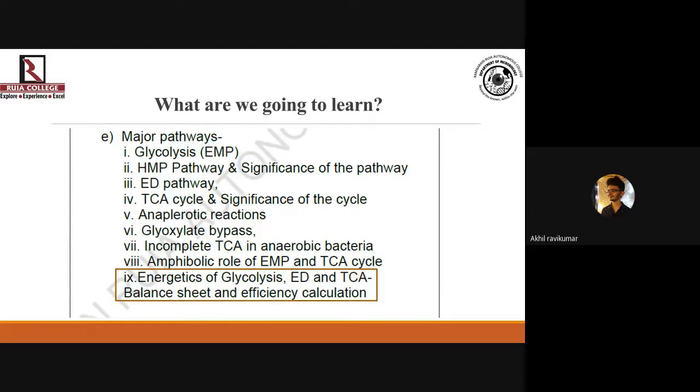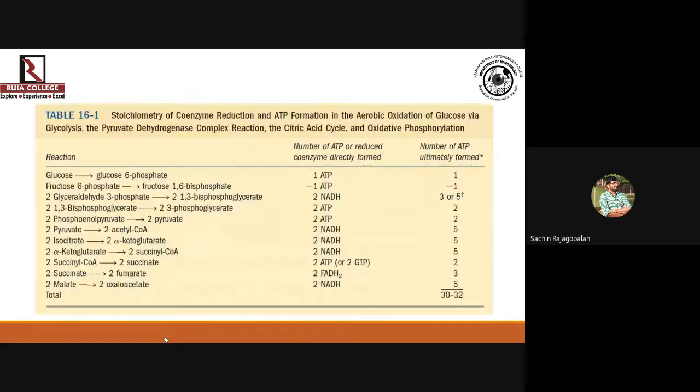Then FADH2 production from succinate to fumarate. We generated 2 FADH2. Excellent. Then malate to oxaloacetic acid, the final step, where we generated NADH. Again 2 NADH. Correct. So now if you look at the table, you will see this is how your table is going to look like.